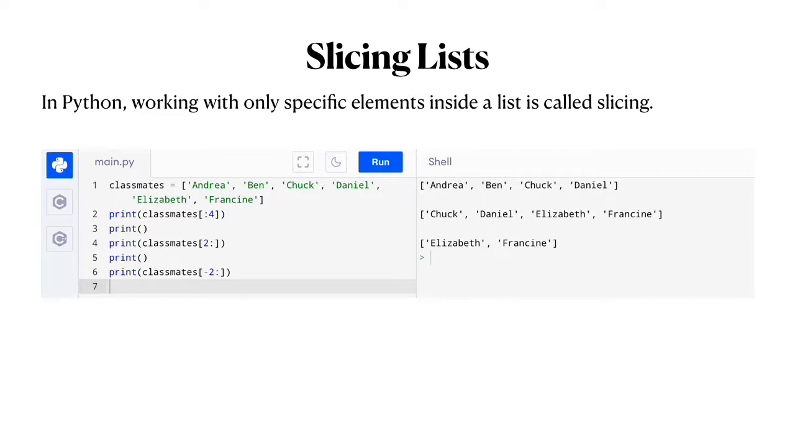Last line, line number 6. Print classmates from -2 to blank. So, what does that mean? That only means nga, I want for my output, mag-start ko from the second to the last nga element until the very last. Okay? So, kinsa man ang second to the last nga name sa classmates na list? Si Elizabeth. Until mahuman. Second to the last naman siya. So, ang last is si Francine. That's why ang output is only si Elizabeth and Francine.